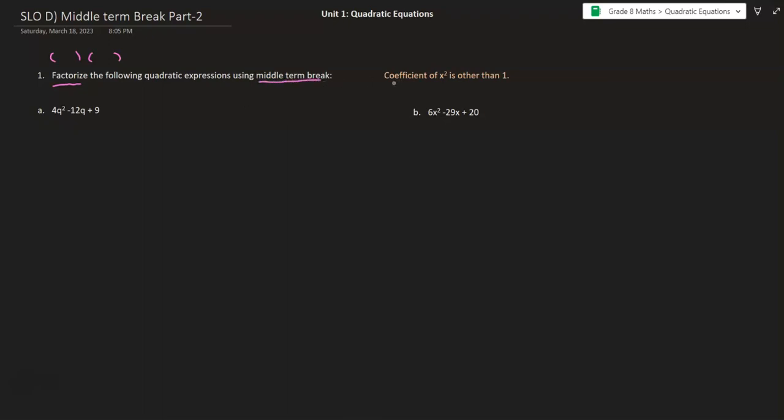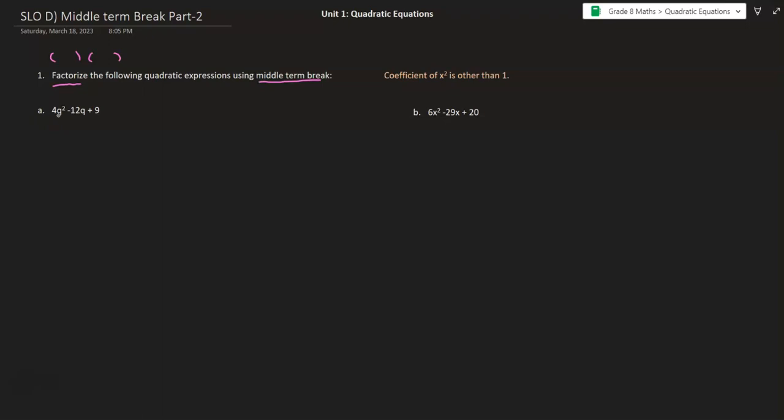And here's the condition. It says coefficient of x square is other than 1. So in previous questions, the variable whose power was 2, its coefficient was always 1, in all the previous questions we have done. But this time it is non-1. So there is a 4, there is a 6, it could be -1, it could be 2, anything other than 1. We have to do another step to actually factorize this, and we will see it today in this lesson.